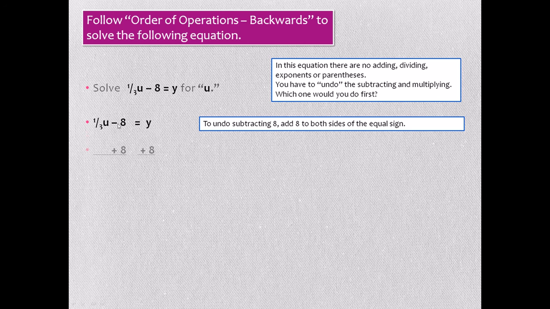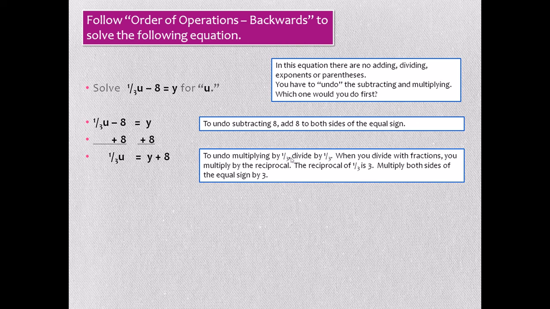sign. So I'm going to add 8 over here, and negative 8 plus 8 is 0, so that leaves me my 1/3 u. And on the other side of the equal sign I have y plus 8. They are not like terms, so it's just y plus 8. So now I have 1/3 u. So I need to undo multiplying. Well, what's opposite of multiplying? Divide.